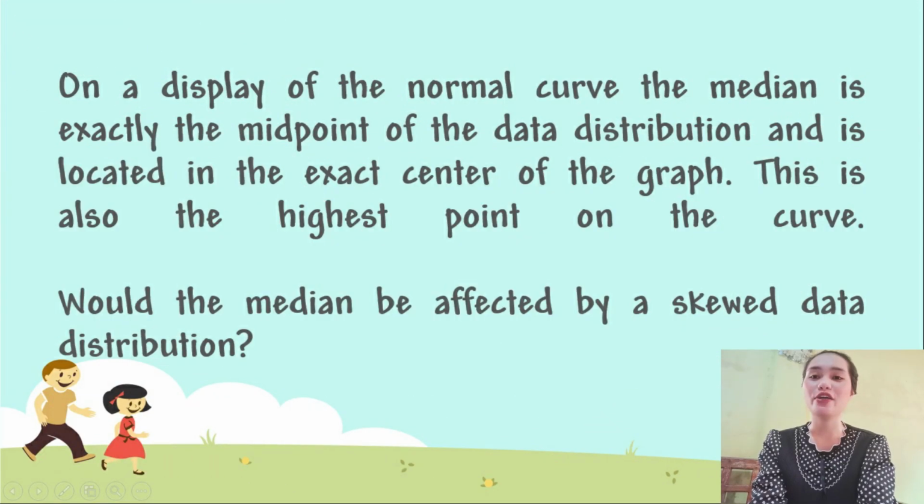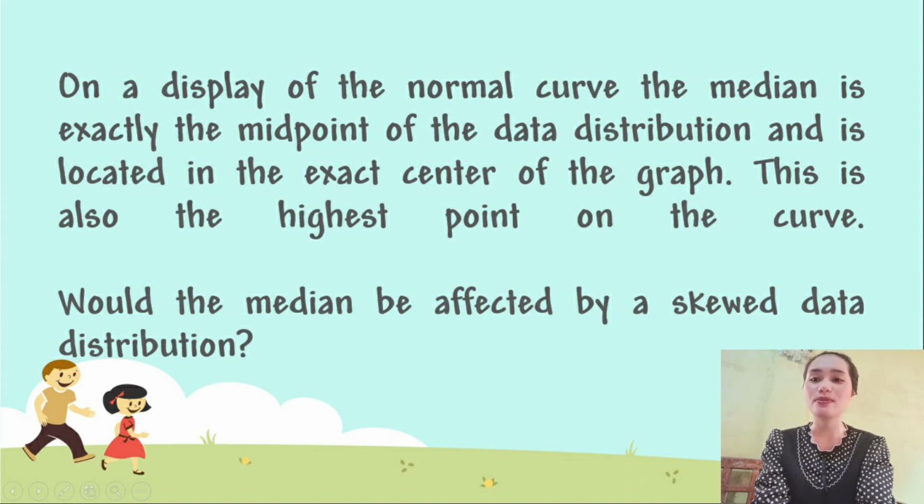On a display of a normal curve, the median is exactly the midpoint of the data distribution and is located in the exact center of the graph. This is also the highest point of the curve. Would the median be affected by a skewed data distribution?